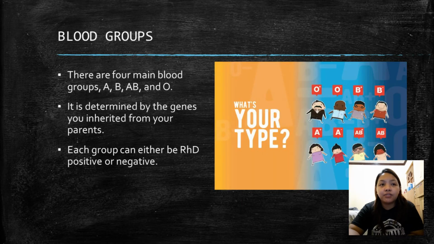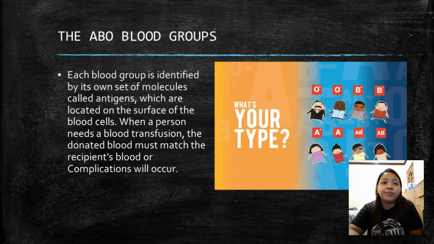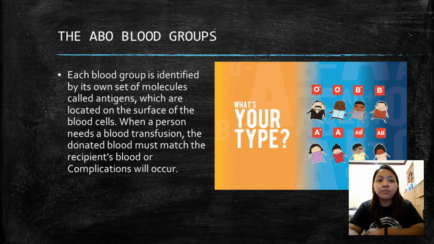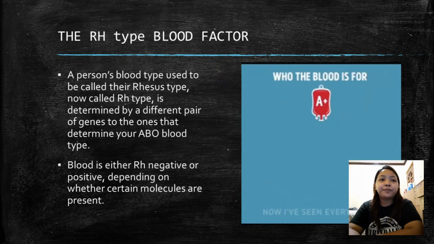Next is the blood groups. There are four main blood groups, A, B, AB, and O. It is determined by the genes you inherited from your parents. Each group can either be Rhd positive or negative. The ABO blood groups. Each group is identified by its own set of molecules called antigens, which are located on the surface of the blood cells. When a person needs a blood transfusion, the donated blood must match the recipient's blood or complications will occur.